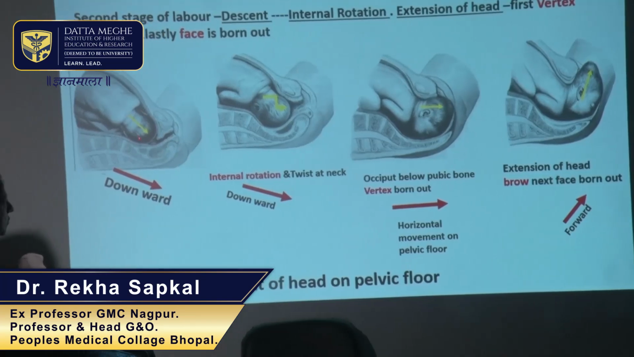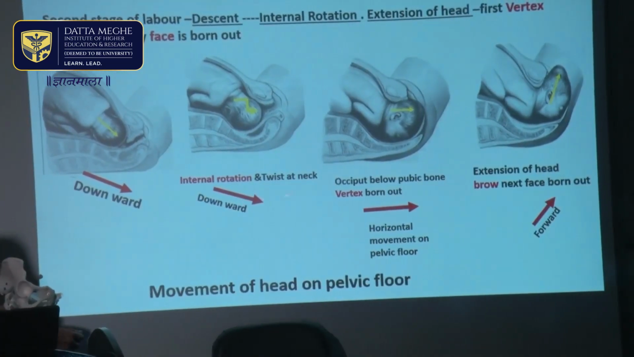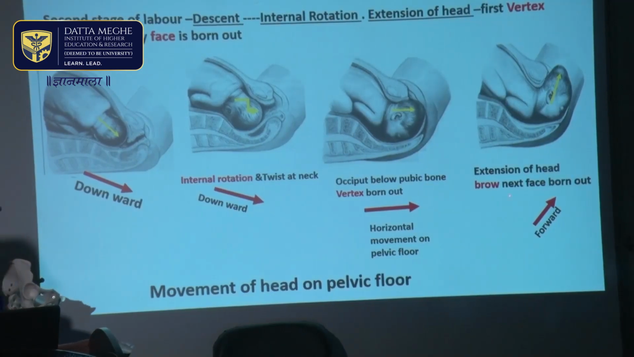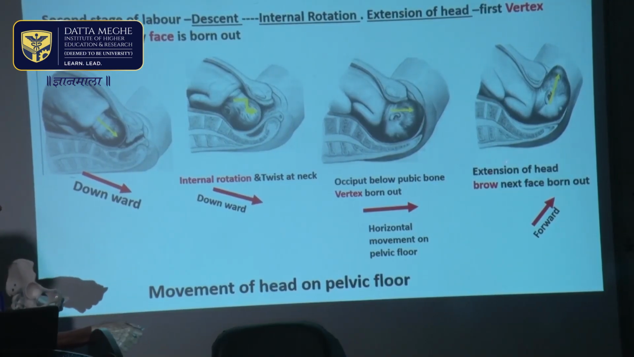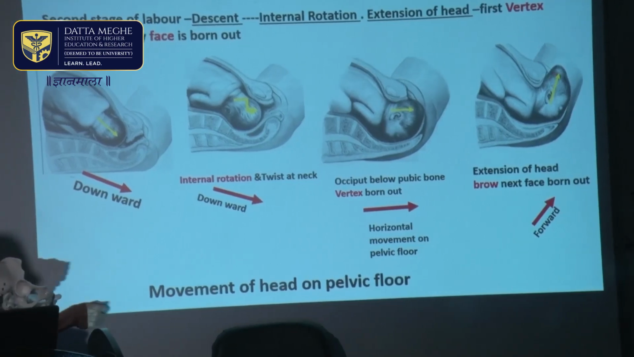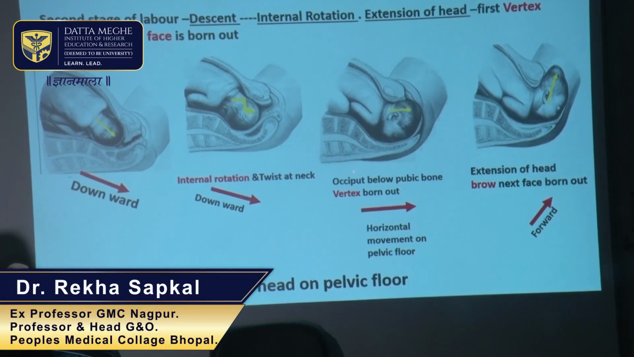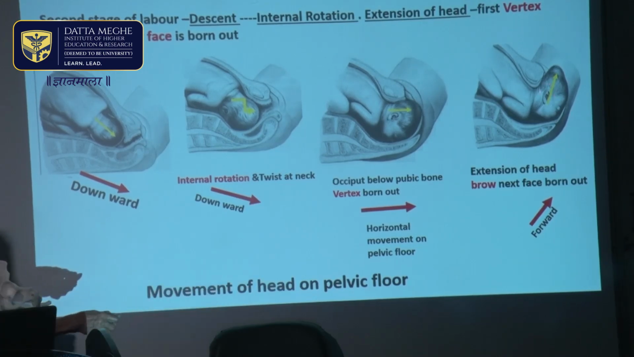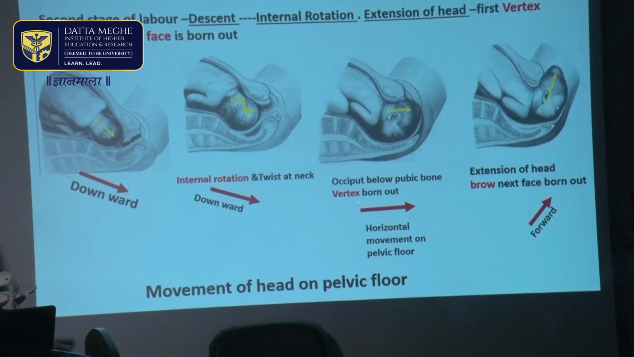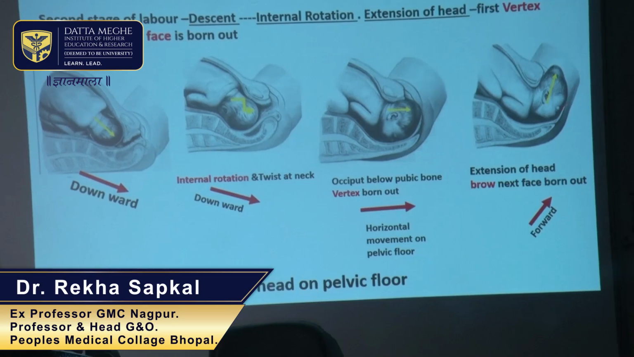So, first there is downward, forward movement, then horizontal, and then extension of the head. So, downward, internal rotation occurs here, then the horizontal movement, and then the head is borne by the movement of extension. In vertex presentation, first the vertex will be seen, it is borne out, that is the horizontal movement, and lastly the brow and then the face. So, this is the forward movement.